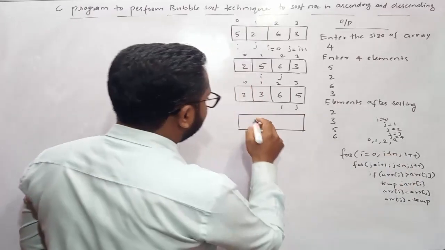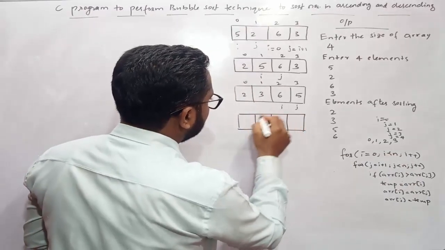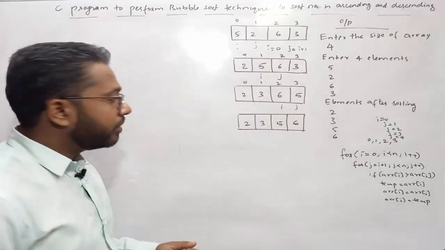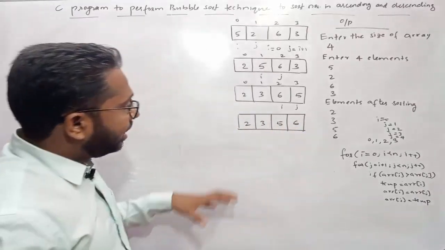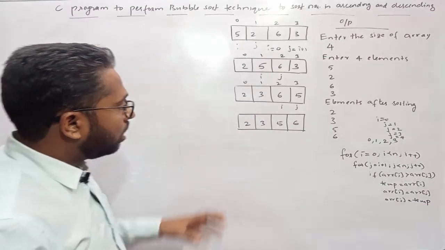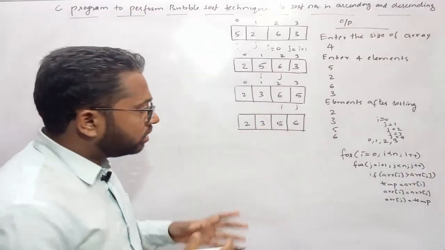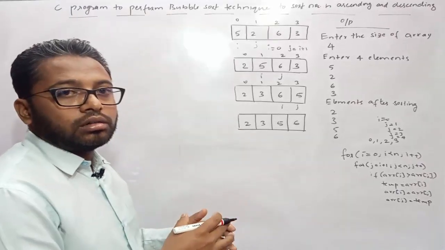According to this if condition, 3, 5 will come here and then 6 will come here. Okay, now you can see at the end of this step we have got all the items in sorted form inside the array. So this is how a bubble sort works.